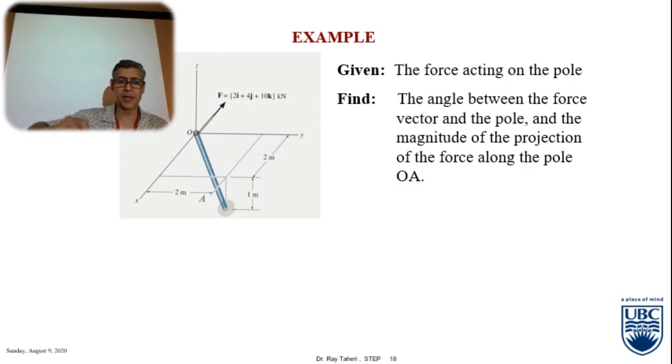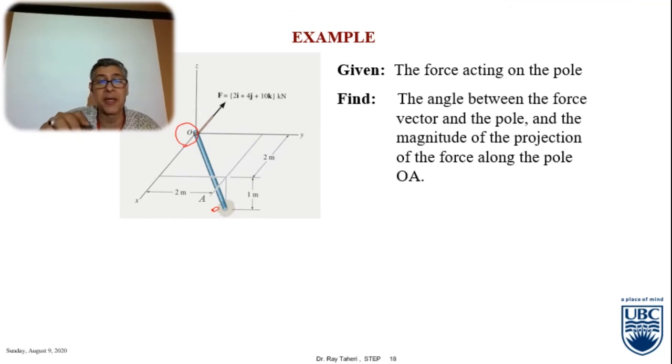Let's have another question here. So another interesting question. We have another setup here. We have point O, which is the origin. We have this rod from O to A, and right away you have to be able to define this position. This position, the Z is -1, the X is 2, and the Y is 2.